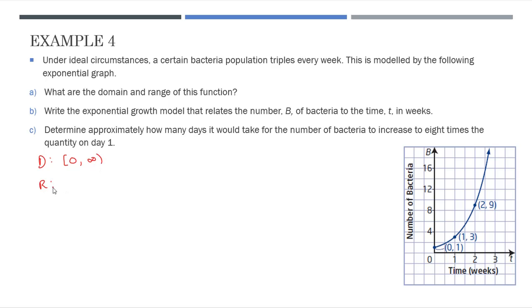And then for our range, well, the smallest number of bacteria we have looks like it is 1. And it can be exactly 1. And this grows forever, so it will also go to infinity.